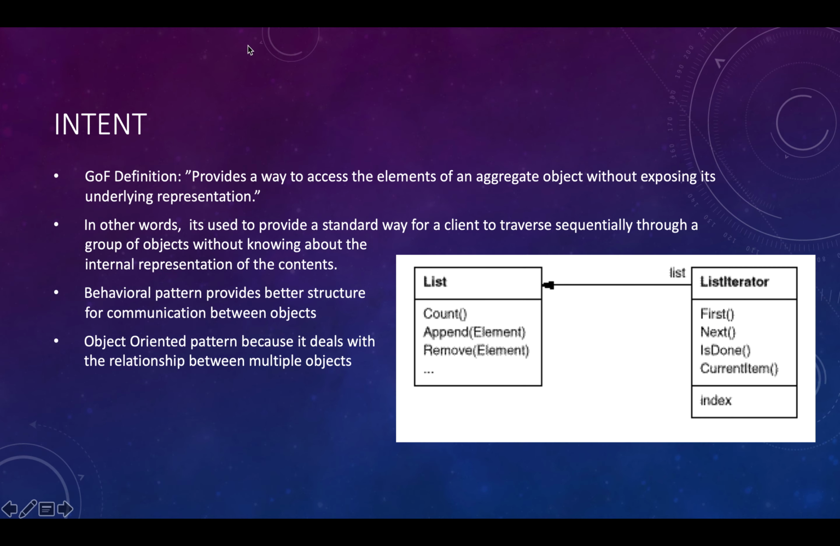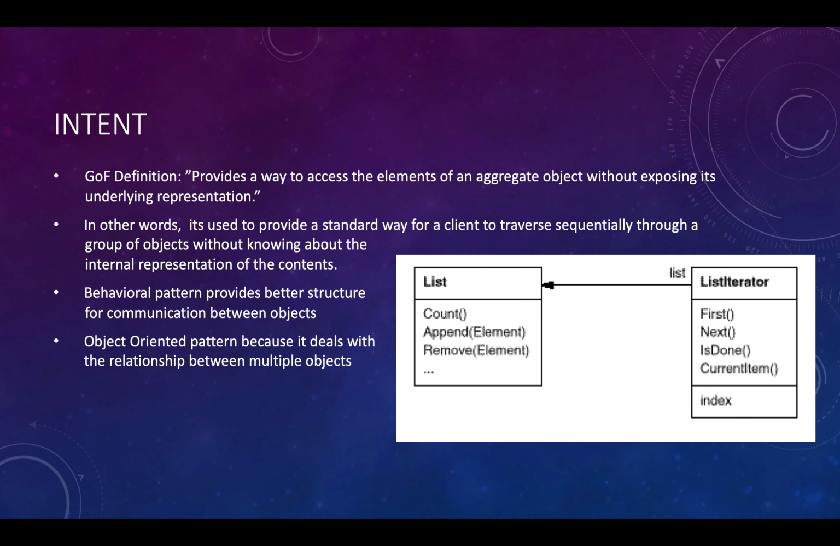The Gang of Four definition is that it provides a way to access the elements of an aggregate object while exposing its underlying representation. In other words, it's used to provide a standard way for a client to traverse sequentially through a group of objects without knowing about the internal representation of the contents.